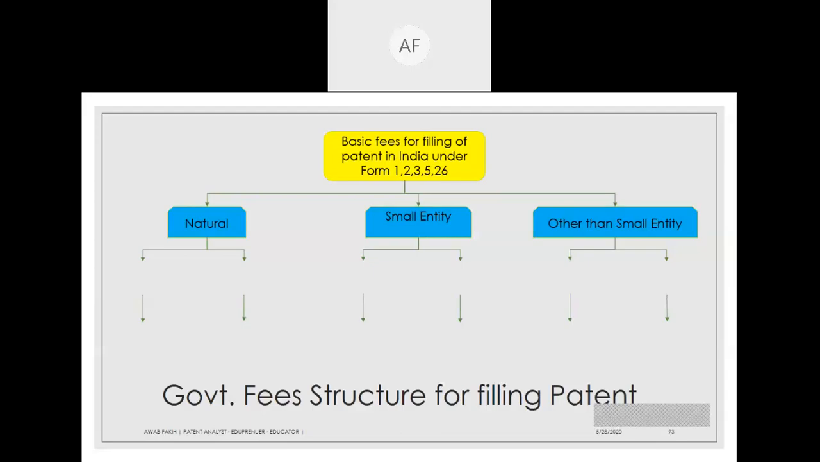There are two more sections: the small entity and other than small entity. So let's learn about the small entity. Under the Indian Patent Act 1970, Rule 2, it's been said that small entity would be divided according to the investment of the firm. If a company has an investment in goods of around 0 to 25 lakhs, that will be categorized under a micro entity. If someone has an investment between 25 lakhs to 5 crores, that will be categorized under a small entity. If someone has an investment between 5 crores to 10 crores, then it will be other than small entity. So the filing fee structure has been divided according to the investment.